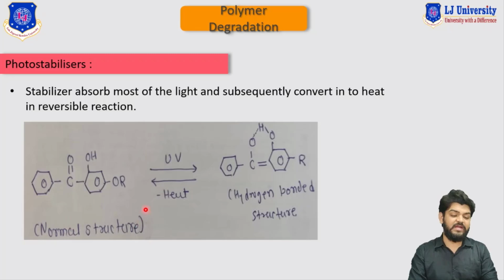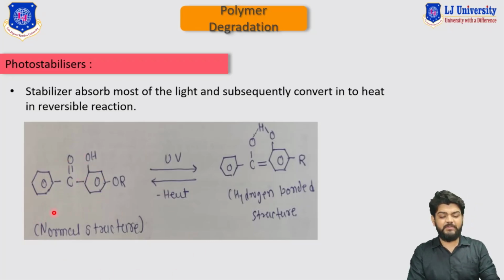We have taken the example of the stabilizer from the previous slide. As you can see here, it has an OH group on its ortho position. Previously it was shown here, but it can also be represented as the ortho group, right? So this is the hydroxyl group connected on the ortho position of the carbon atom of the benzene ring. Now, on the application of the ultraviolet rays, this particular structure of the stabilizer will convert, right?